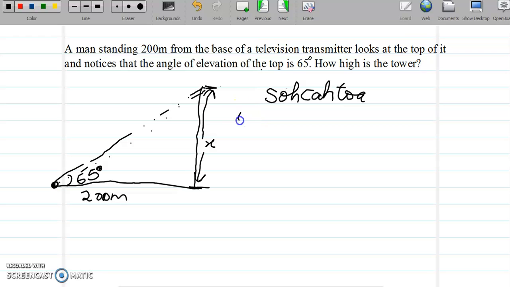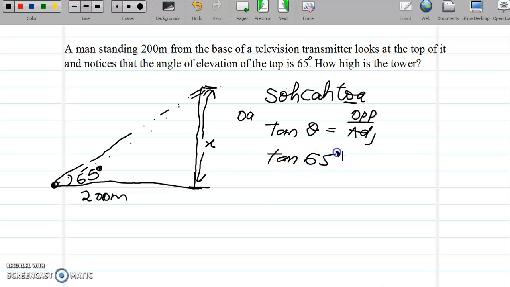So from here, this is the opposite to the angle. That means I have the opposite, and this is the adjacent. So which one gives us OA? OA is tan. That means tan theta simply gives us what? Opposite over adjacent. And theta is 65. So we have tan 65 degrees, where the opposite is x and the adjacent is 200.